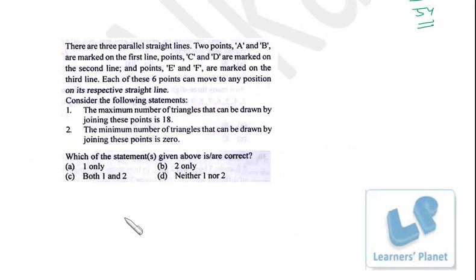Now we see this problem. There are 3 parallel straight lines. 2 points A and B are marked on the first line, points C and D are marked on the second line, and points E and F are marked on the third line. Each of these 6 points can move to any position on its respective straight line. We have to consider the following statements.